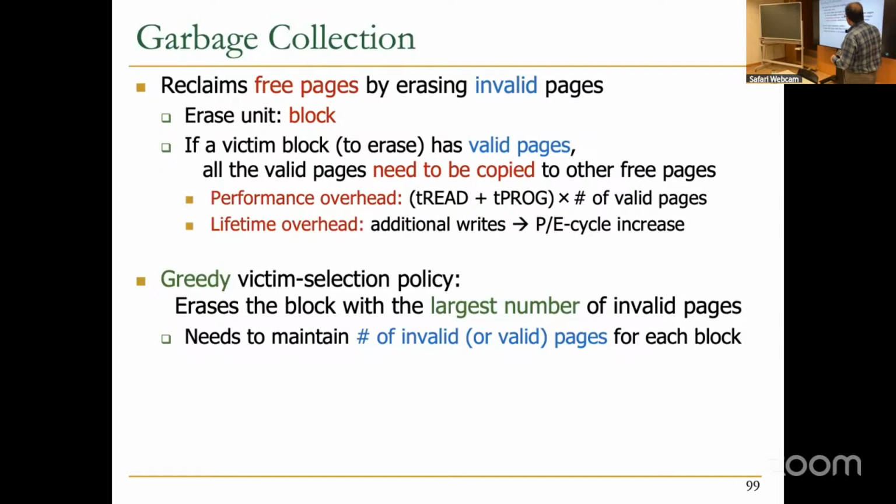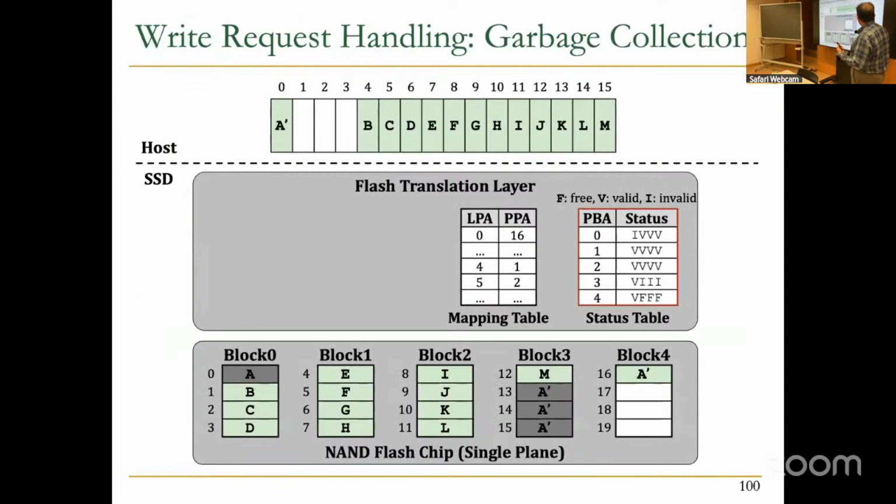So usually, there are a lot of policies for doing garbage collection. A simple one is greedy, where you essentially erase the block with the largest number of invalid pages. So you want to make sure that we have fewer valid pages, because the problem is copying valid pages. So then we need to maintain the number of invalid or valid pages for each block. How are we doing that?